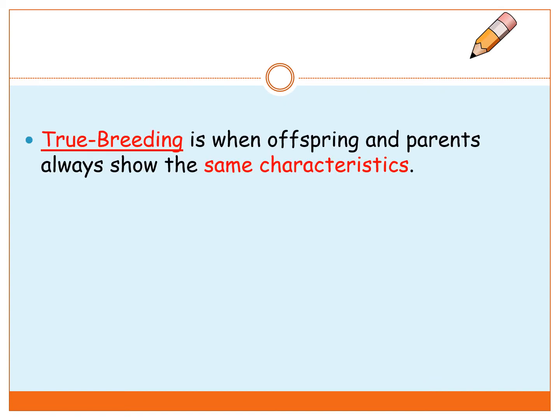So true breeding is when offspring and parents always show the same characteristic. So you'd want to make sure you had a note on this. Make sure you learn that true breeding is when offspring and parents always show the same characteristic.